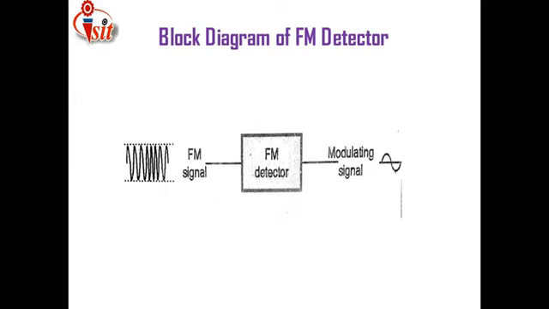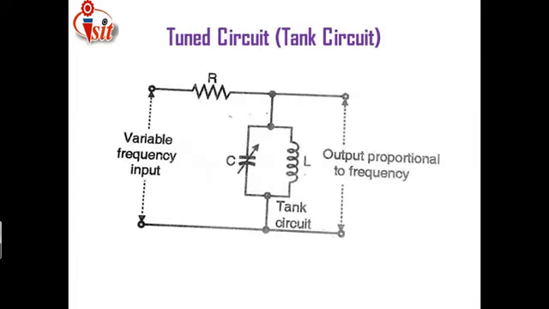But firstly, we are going to discuss one component required for that simple slope detector, that is nothing but tank circuit. Then what is the function or what is the role played by that tank circuit along with that simple slope detector? Just see. This is the circuit diagram related to tank circuit.